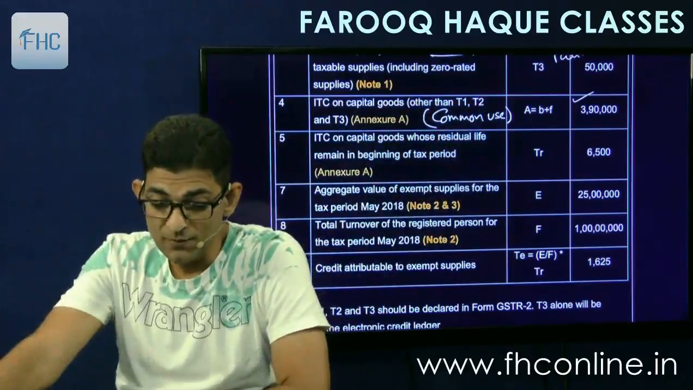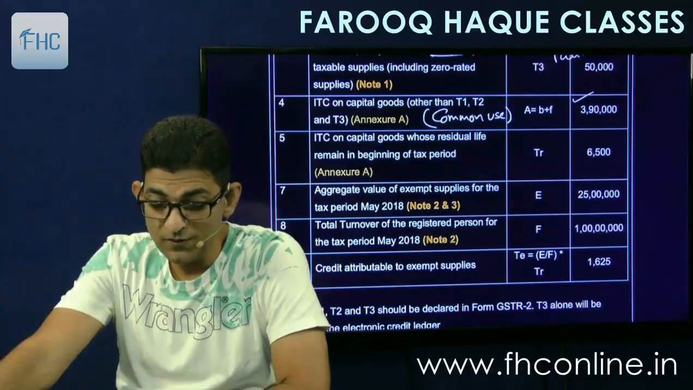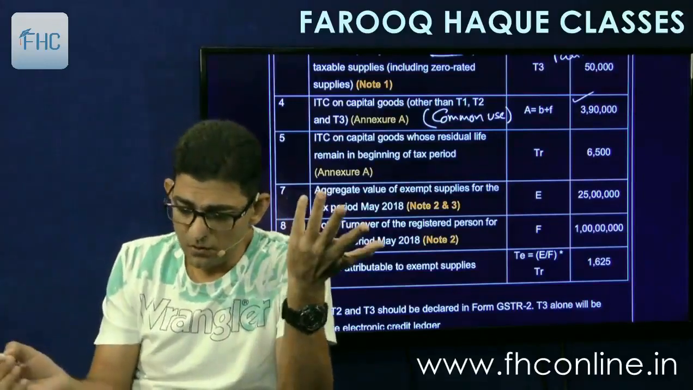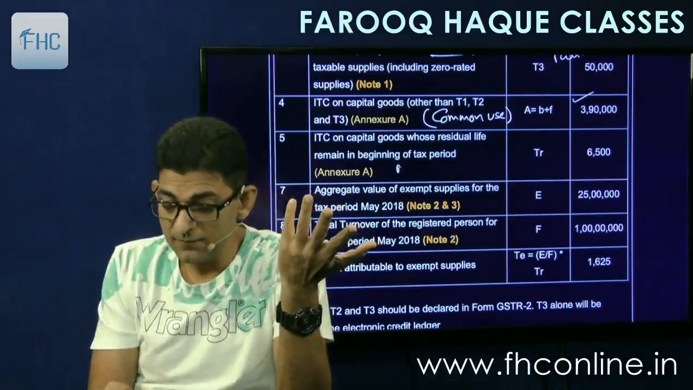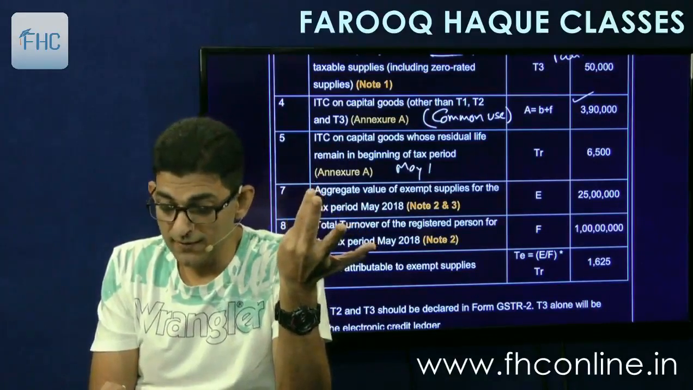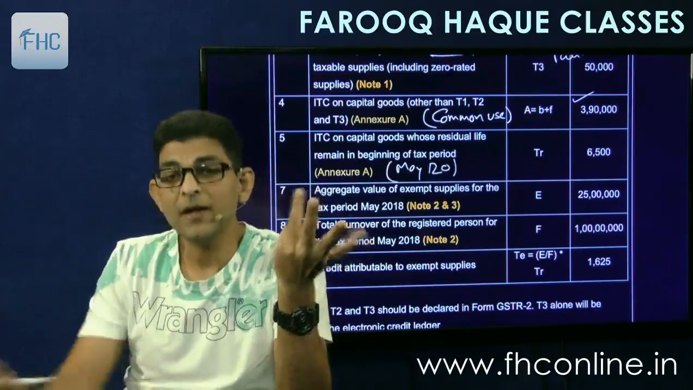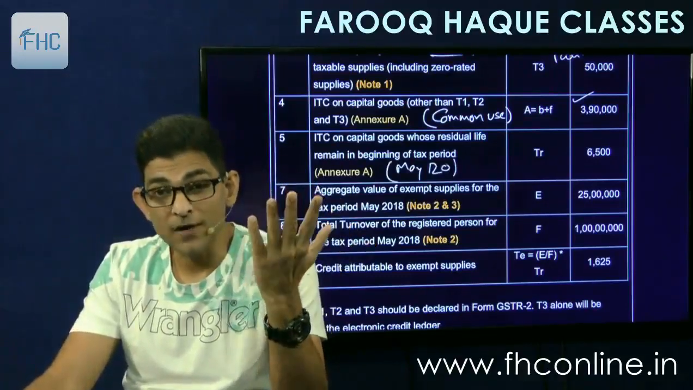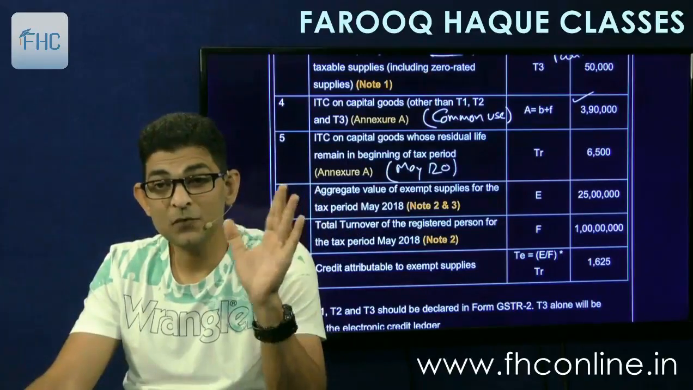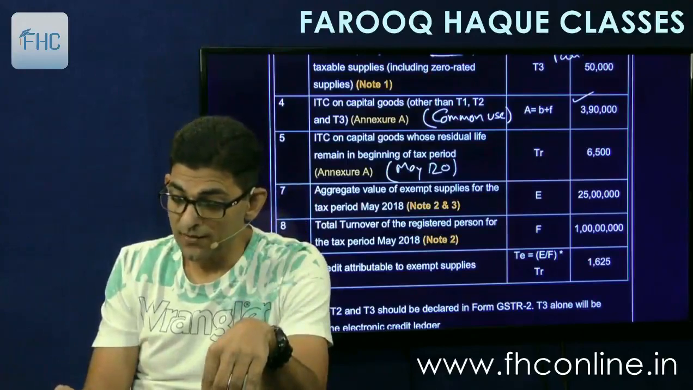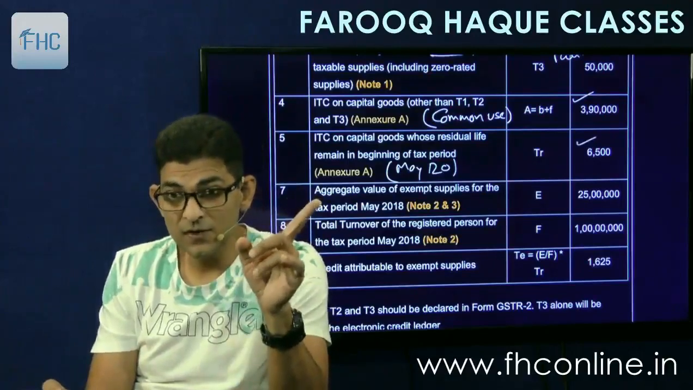So ITC on capital goods whose residual life remains at the beginning of tax period means our tax period is, say for example, May 2019 or 20, whatever you want to take, then that means that the 5 years period has not expired. So that is 6,500. Now how this calculation is done, 6,500, I'll tell you.